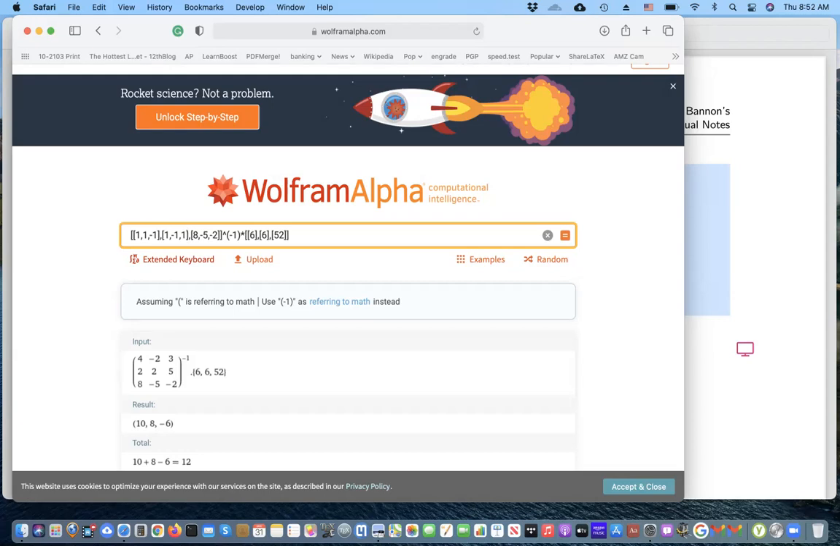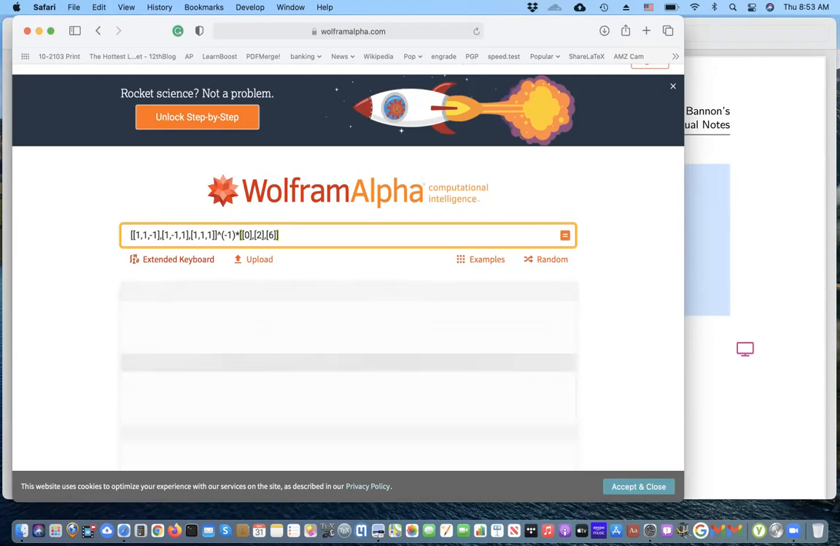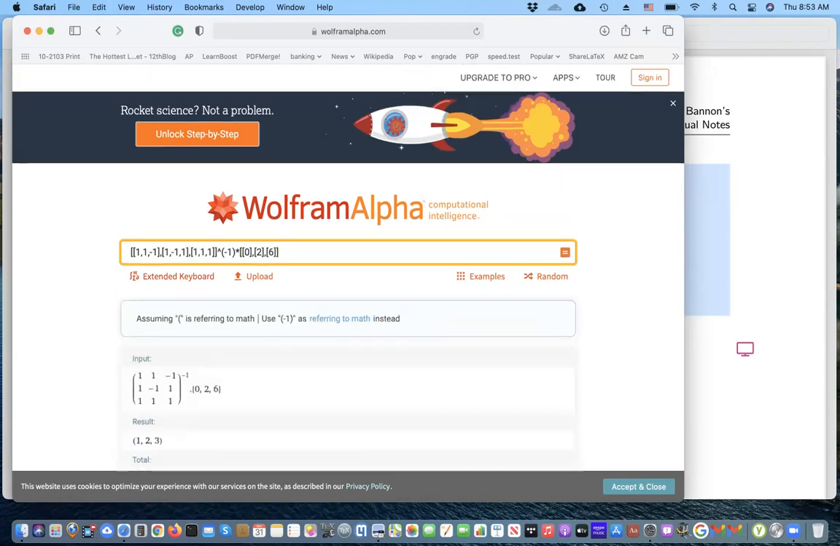And the next row is 1, 1, 1. Now that's a familiar matrix, isn't it? And the constant matrix is going to be 0, 2, 6. Don't worry. Again, I say this a lot to you. If you make mistakes, mistakes will just pop up as errors, and you can always correct them if you want. And I'm going to say I'm doing it.